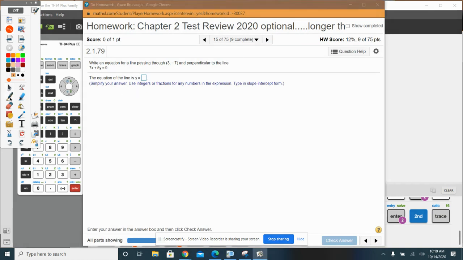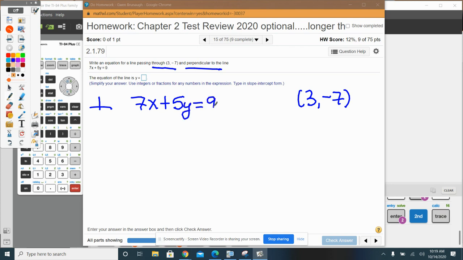All right, so let's talk about some equations for lines. We want an equation of a line that passes through this point and is perpendicular to 7x plus 5y equals 9. So some of you will have to remember this. Perpendicular is not the same slope, but it's a way of telling me that the slope is the opposite slope and the flip, the reciprocal, if you flip it over. So this is a way of telling me the slope, and this is telling me a point.